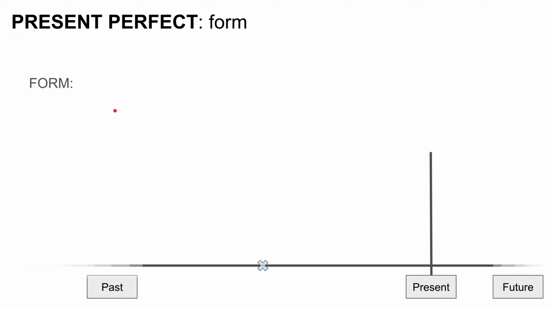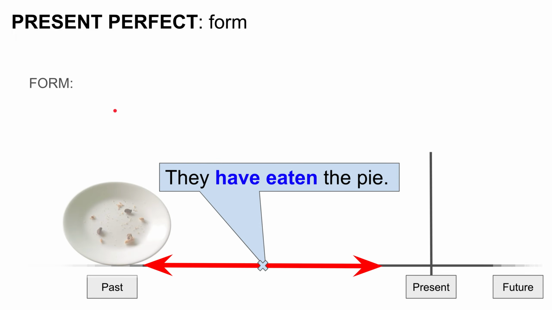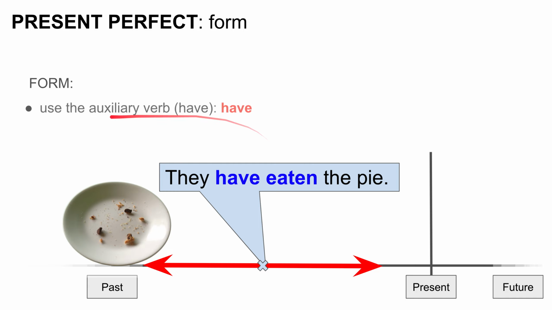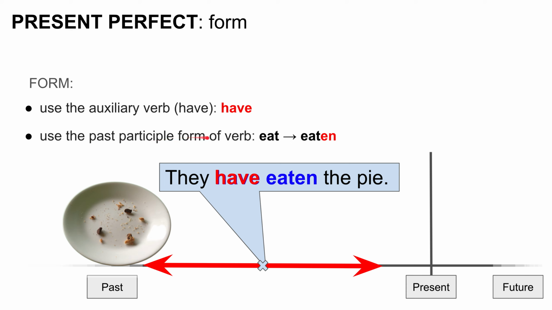The form, okay, very simple. Again, we have the same example. They have eaten the pie. Okay, the form: we use the auxiliary verb have, has. So here we have, they have eaten. And we use the past participle form of the verb, which is eat, ate, eaten. They have eaten the pie.